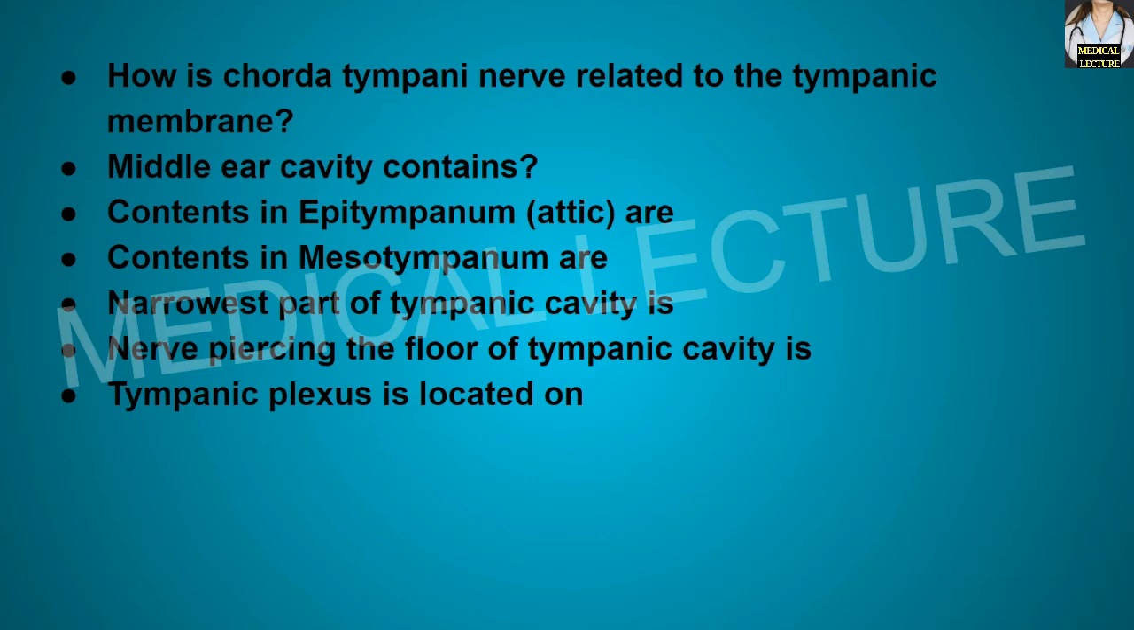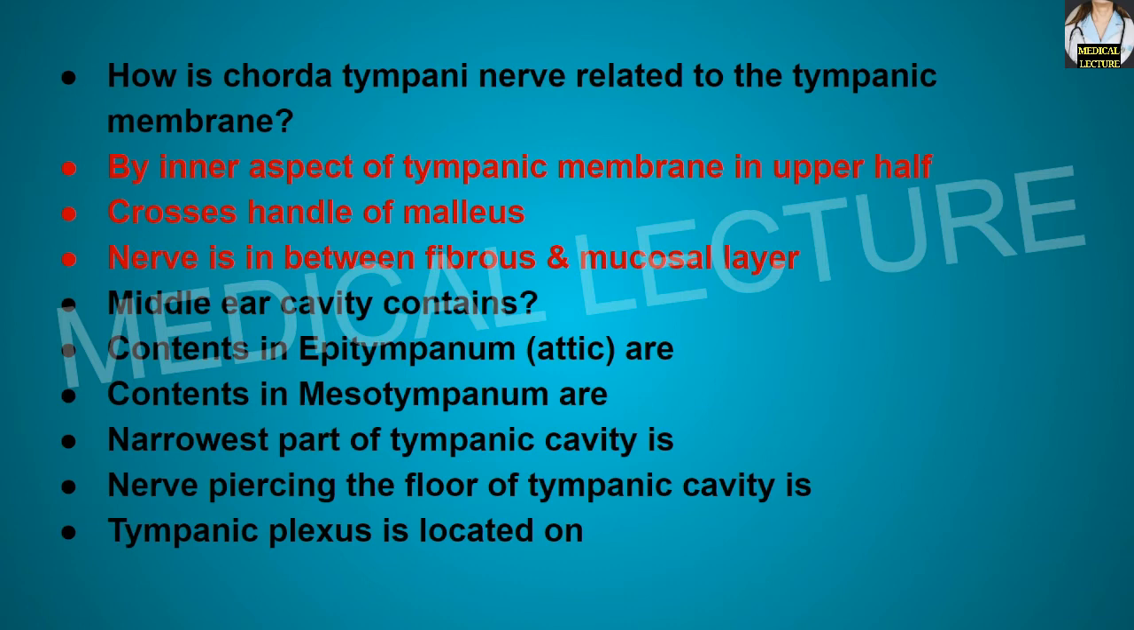Now how is the chorda tympani nerve related to the tympanic membrane? On the inner aspect of the tympanic membrane in the upper half, it crosses the handle of the malleus, and the nerve is in between the fibrous and the mucosal layer. So by all this, the chorda tympani nerve is related to the tympanic membrane. On the inner surface of the tympanic membrane, the chorda tympani nerve is present in the upper half, then it crosses the handle of the malleus bone, and then finally the nerve lies between the fibrous and the mucosal layer of the tympanic membrane.